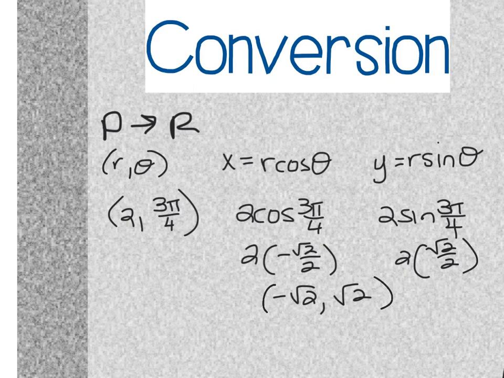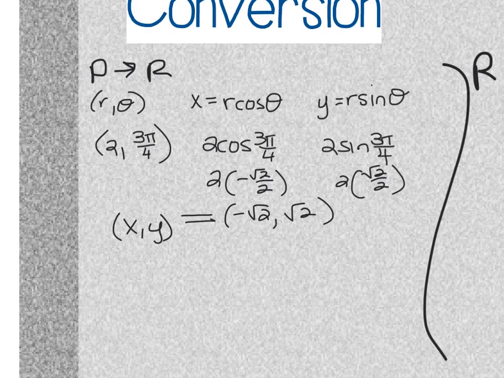And you'll give your answer like that. So you'll say xy equals negative root 2 comma root 2. So if I'm going from polar to rectangular, then my answer is going to show that I'm in rectangular.